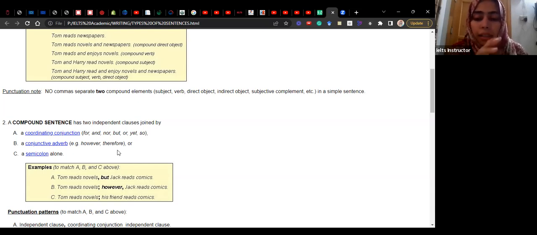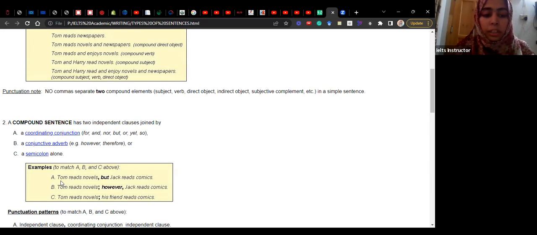Okay, why are these important? Because these three are the main things that form a compound sentence. A compound sentence has two independent clauses. Like in a simple sentence there was only one independent clause, but in a compound sentence there are two independent clauses which are joined by any of these three things. They could be joined with a coordinating conjunction, a conjunctive adverb, or a semicolon. So a compound sentence is basically a combination of two independent clauses joined by any of these words.